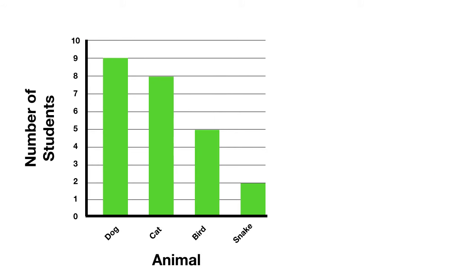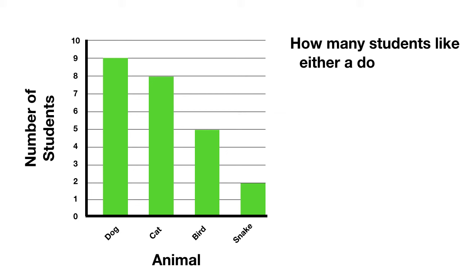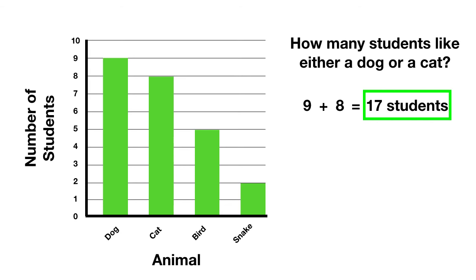Now here's your last graph. In this graph, students were asked their favorite animal. The results are shown on this bar graph. Your first question is, how many students like either a dog or a cat? Well, to figure this out, you needed to add together the number of students who like dogs and cats. Well, we can see dogs, the bar goes up to 9. 9 students like dogs. Then we'll add in the cats. Cats get up to 8. 8 students like cats. When you add these together, 9 plus 8 gives you 17 students.